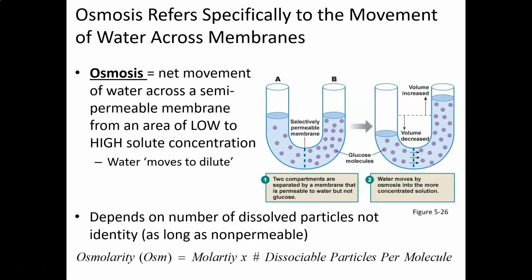So where we left off was we're going to start osmosis. Osmosis is a special case of diffusion, and it only refers to the movement of water. In order to have that, you have to have a semi-permeable membrane, meaning water can go across, but some particles can't. So a textbook definition would be net movement of water across a semi-permeable membrane from an area of high to low water concentration. Some people like to think from an area of low to high solute concentration.